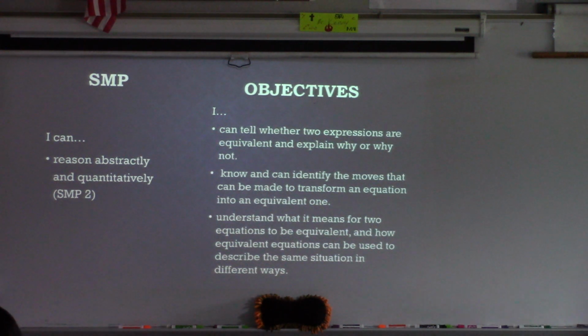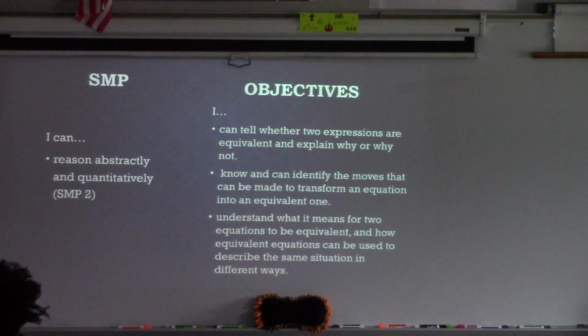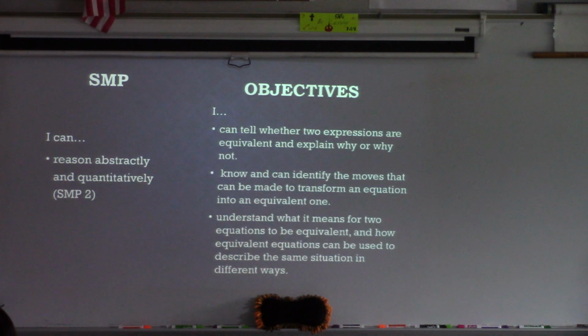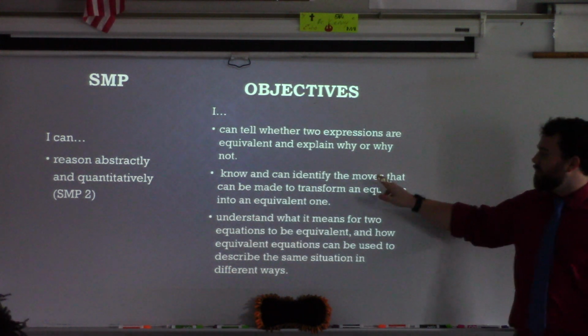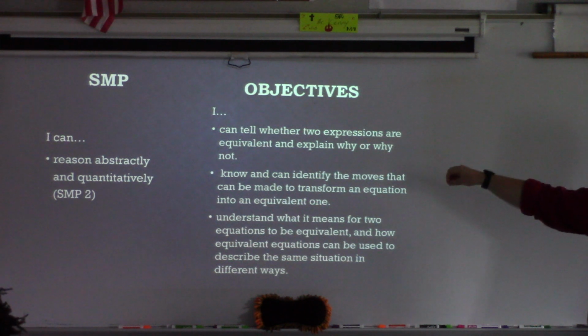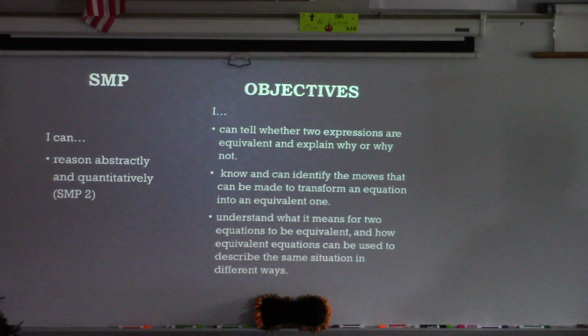Caleb, can you read our last objective? Understand what it means for two equations to be equivalent and how equivalent equations can be used to describe the same situation. All right. Equivalent equations are the foundation of everything that you do when you solve an equation in math. It doesn't matter how easy the equation is or how complicated the equation is, the fundamentals come back to the idea of equivalent equations. So we need to know what kind of moves can create equivalent equations and what it means for two equations to be equivalent and how that can help us find or identify a scenario in different ways.